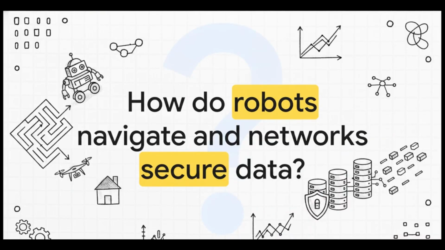So think about it for a second. How exactly does a robot know its path through a massively crowded warehouse? Or how does a global network secure your private data? It's not magic, and it's certainly not just trial and error. It is pure, structured math.